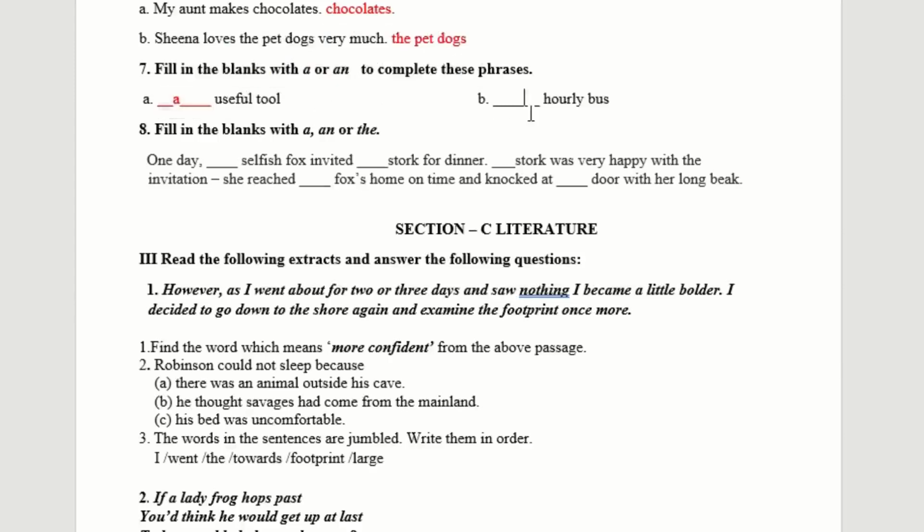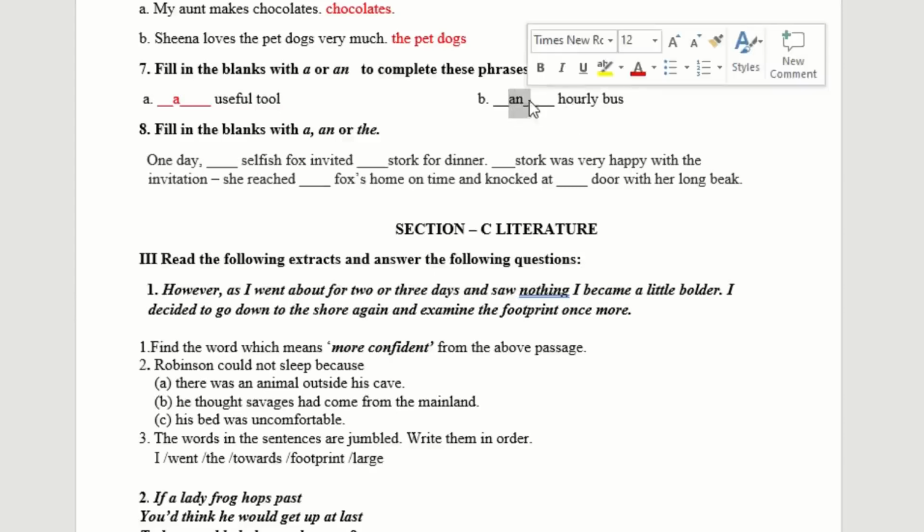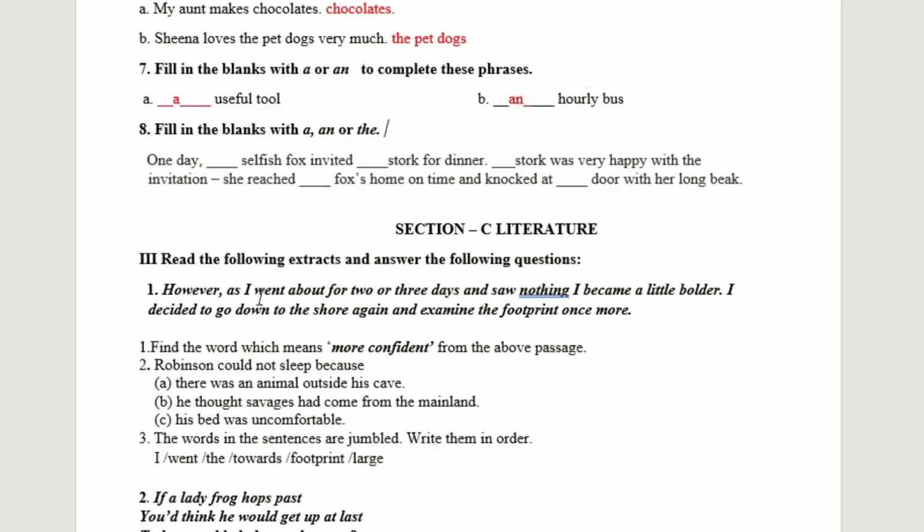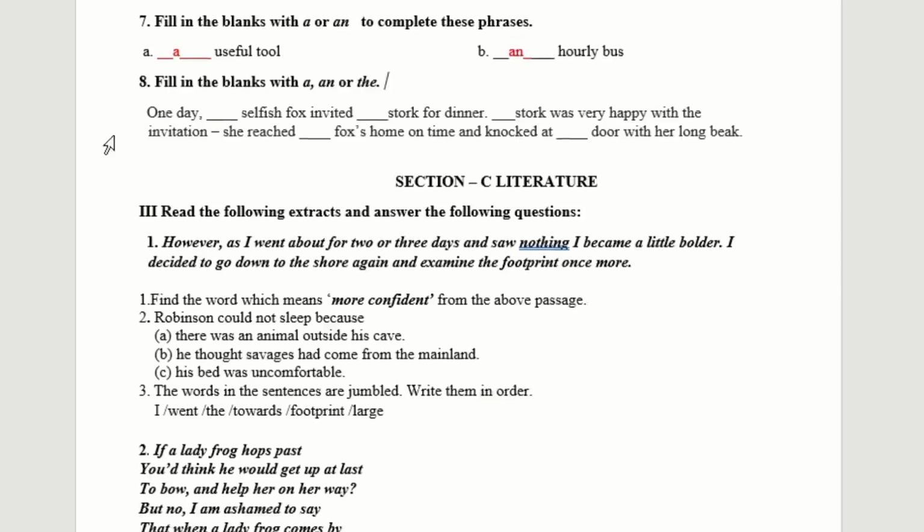Now let's see the next option. Hourly bus. Hourly. Say the first one. This H is silent and it is pronounced as hourly. It's a vowel sound, so we can use an instead of a. So these are the answers. Now let's see the next question.